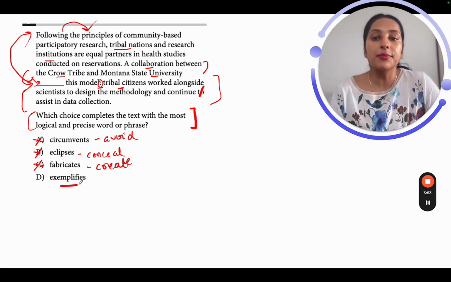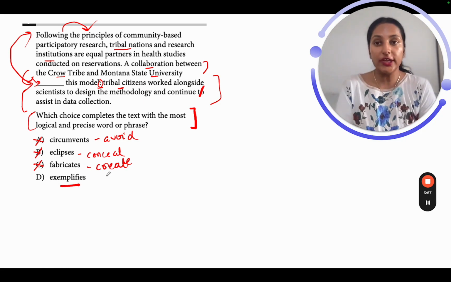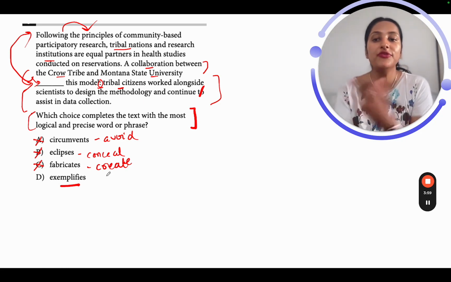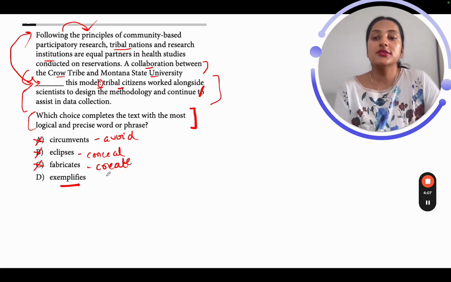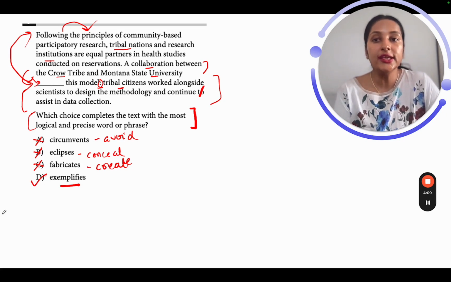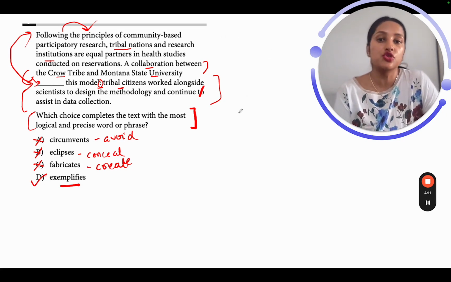Now D says exemplifies. It's demonstrating the similar model. So it exemplifies the similar model or the principles of community-based participatory research. So I like this option already as per whatever information is given to me in the text.